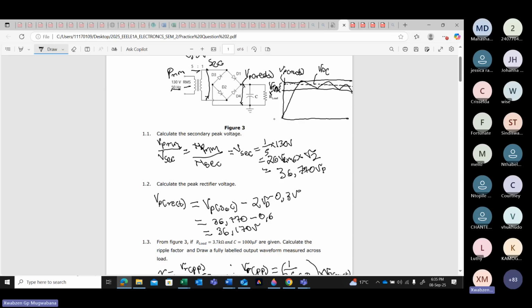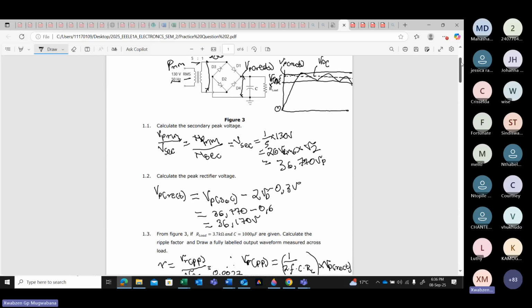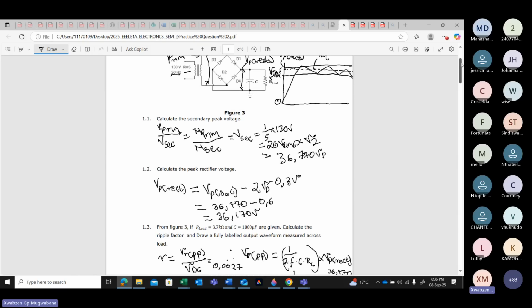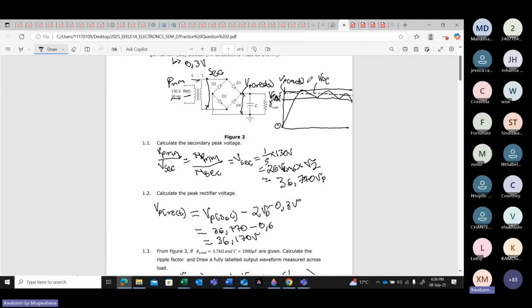Remember, the reason why I'm writing it, it starts from 0. The graph must be fully described. Now, you will see that your V peak to peak, you have calculated it. The reason why I wrote V ripple peak to peak is because I've already calculated my V peak to peak ripple down here, and I have also calculated this rectifier here. This is my rectifier here.